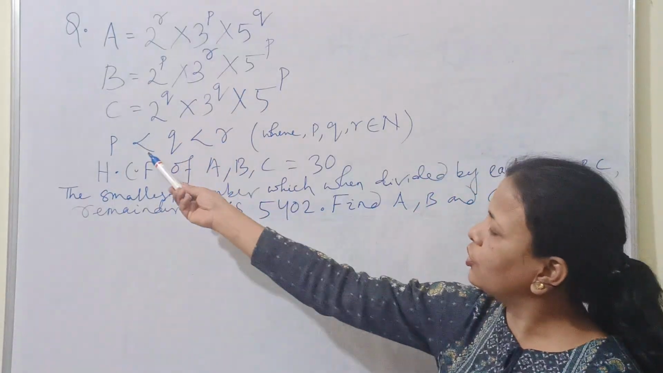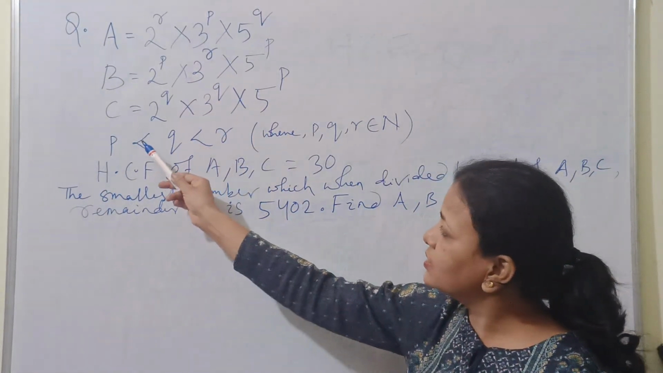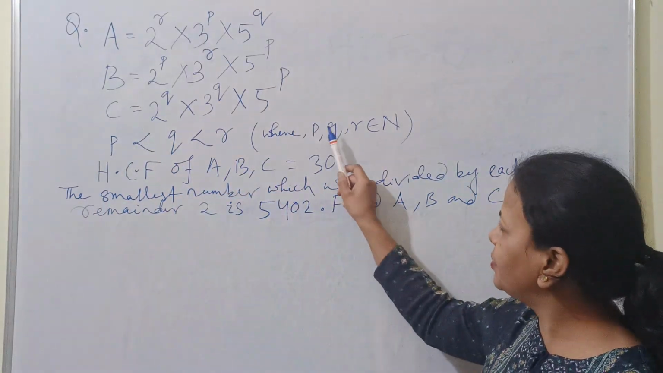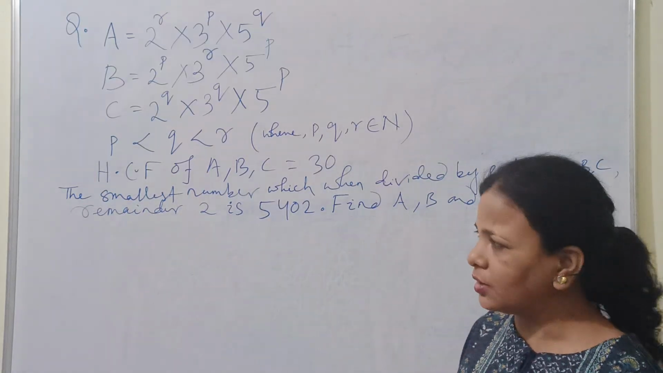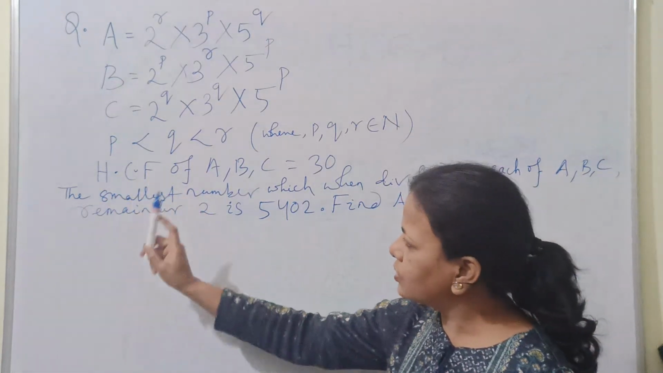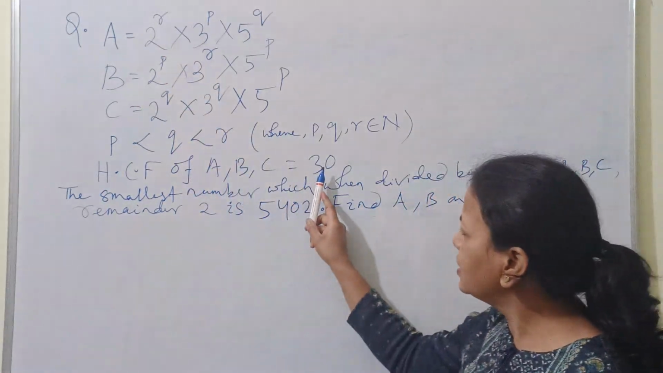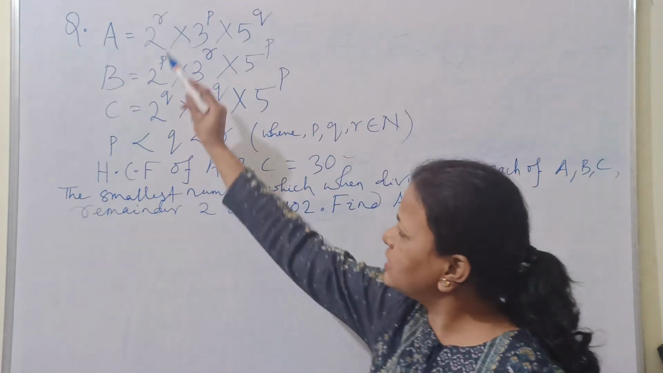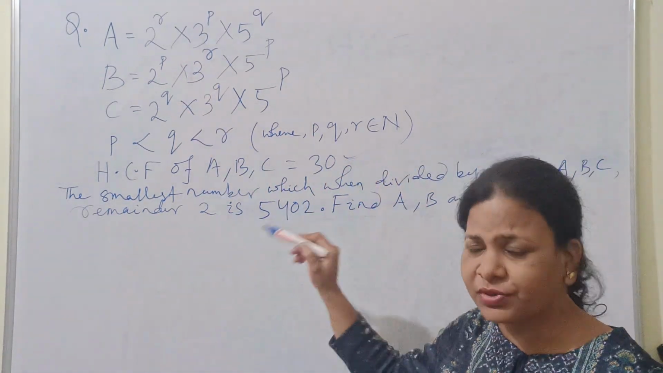So what is the order of this p, q, r, which are the powers of these prime numbers? It is like this: p less than q less than r, and p, q, r are natural numbers. We should see the HCF of these three numbers A, B, C. It's given in the question that the HCF of A, B, C is equal to 30. That is as per the question.